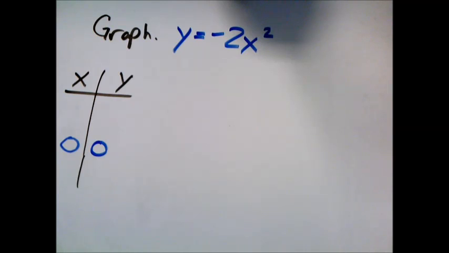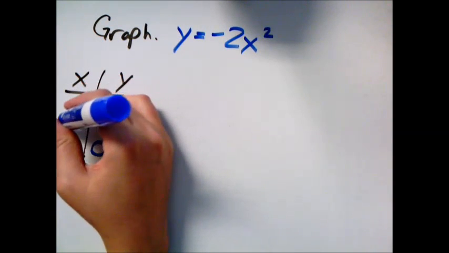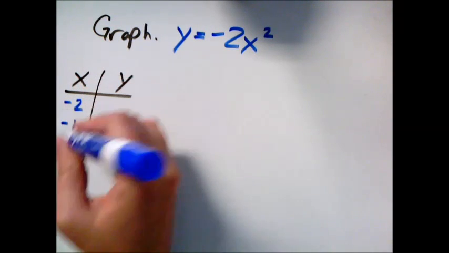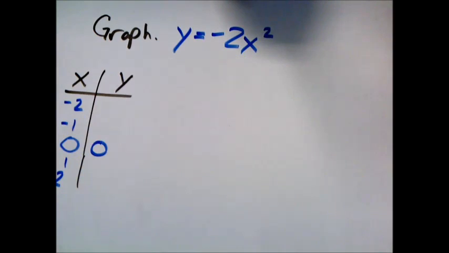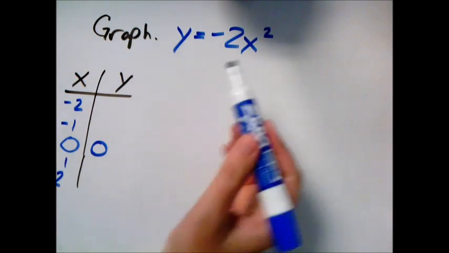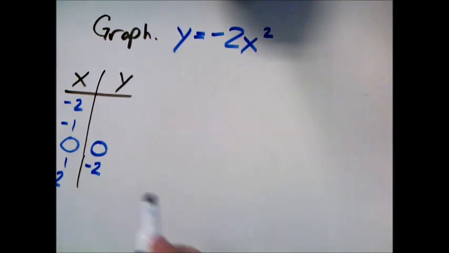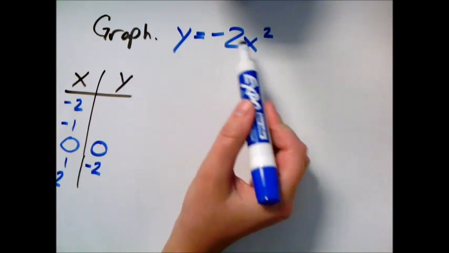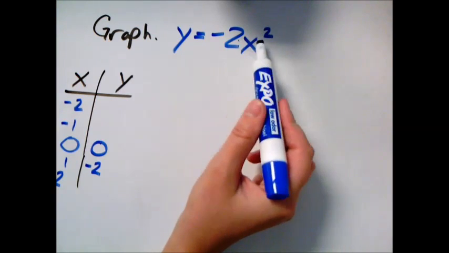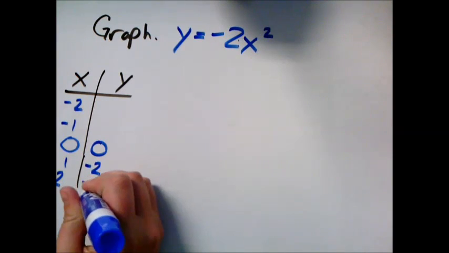Then they tell you they want 2 on each side of the vertex. The first time you do this, maybe you're not sure where the vertex is. After a couple, you kind of notice the pattern, or maybe after watching this. So let me try numbers on each side of 0. If I put 1 in here, I get -2 times 1, so that's -2. If I put 2 in here, I get -2 times 2 squared, so -2 times 4 is -8.